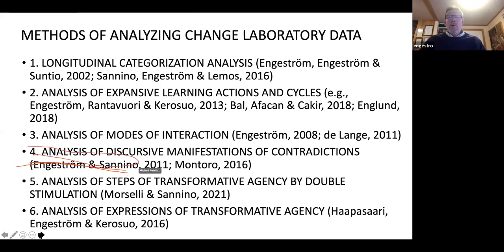Now, there are already a good number of methods that have been proven to be useful in the analysis of change laboratory data. I'm listing here six such methods.